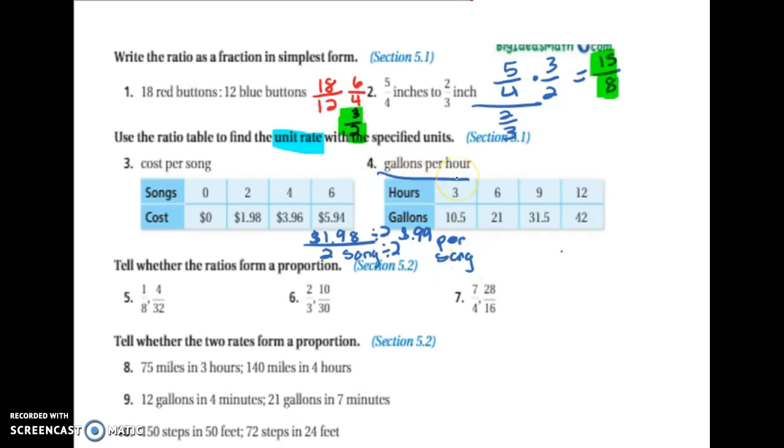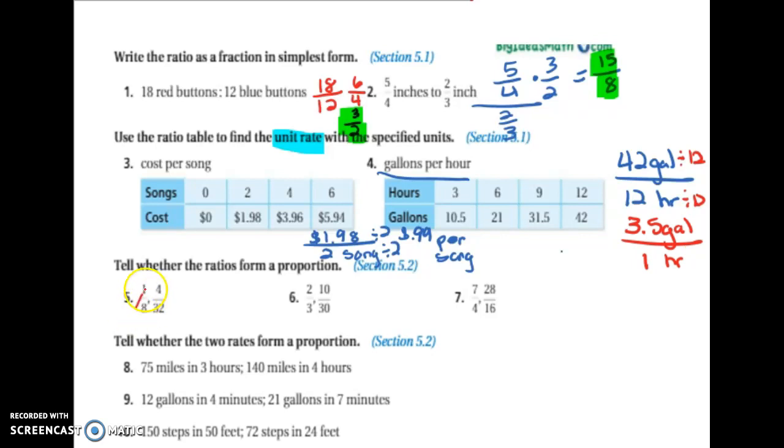Same thing over here. We want it in gallons per hour. So I'm going to take 42 gallons just to show you that you can take any one of these that you want. For 12 hours, divide the top and the bottom by 12. 42 divided by 12 is 3.5. So I would have 3.5 gallons per 1 hour.